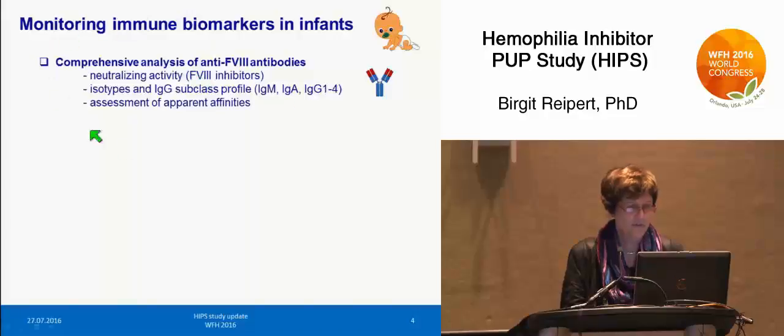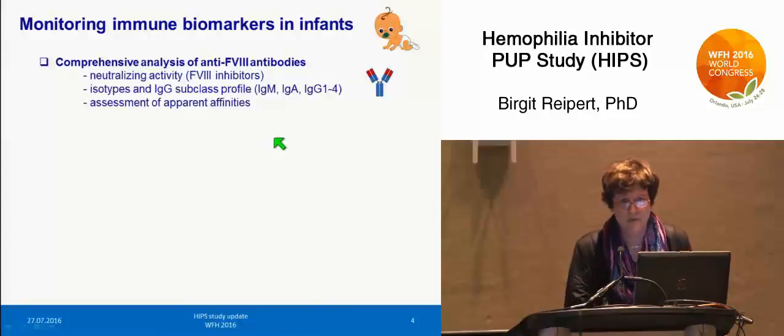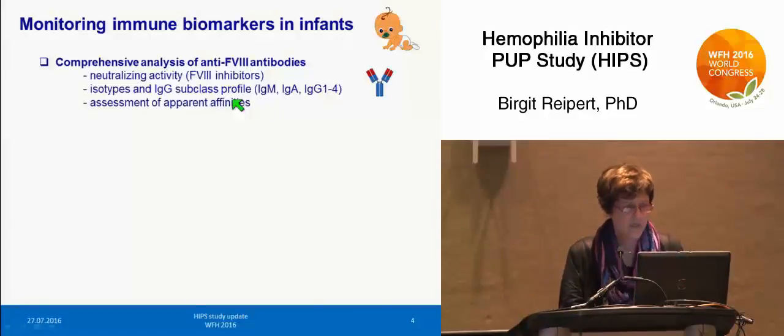So the first thing is we do a very comprehensive analysis of anti-factor VIII antibodies. Of course, we do the standards. We look for neutralizing activity, factor VIII inhibitors. But then we also do a very extensive characterization of factor VIII specific antibodies, including isotypes and Ig subclass profiles. And what we also do, because we think this is very essential if you want to understand evolving immune responses, is that we set up a technology that enables us to assess apparent affinities of antibodies differentiated for isotypes and subclasses, and we do this by competitive ELISA technology.